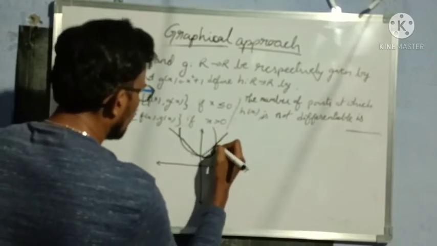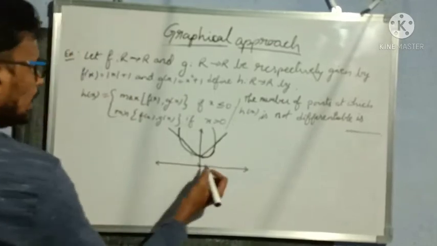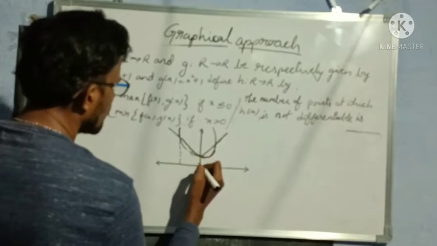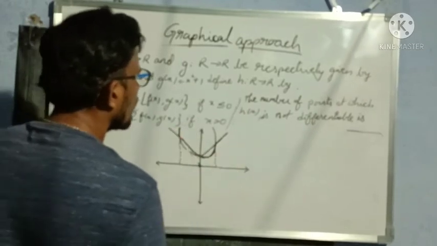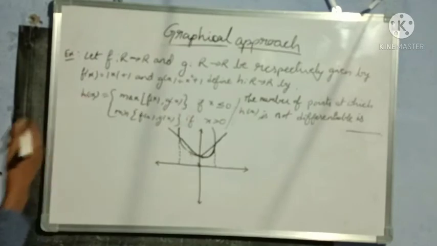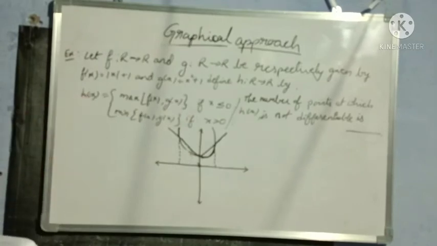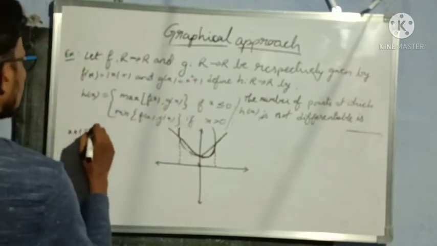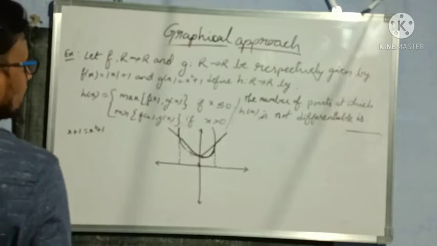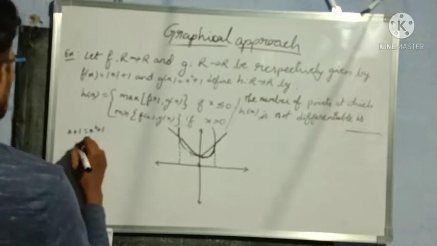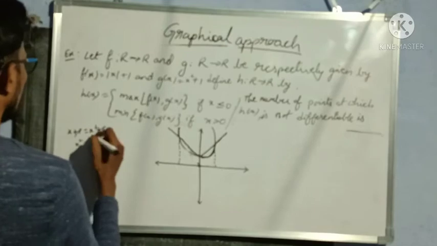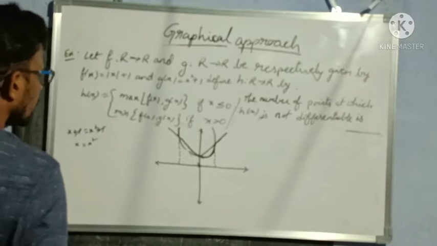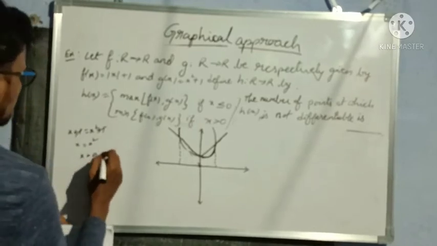Okay? So if we observe clearly, how many sharp corners are we seeing here? This is the first sharp corner, this is the second sharp corner, and this is the third sharp corner. Okay? So what are those values? How to find out those values? Take x plus 1 is equal to x square plus 1. Now if we equate, we get x is equal to x square. X is equal to x square means x is equal to 0 or 1.